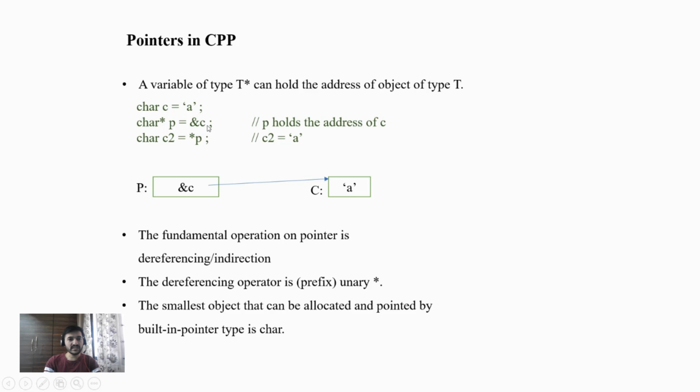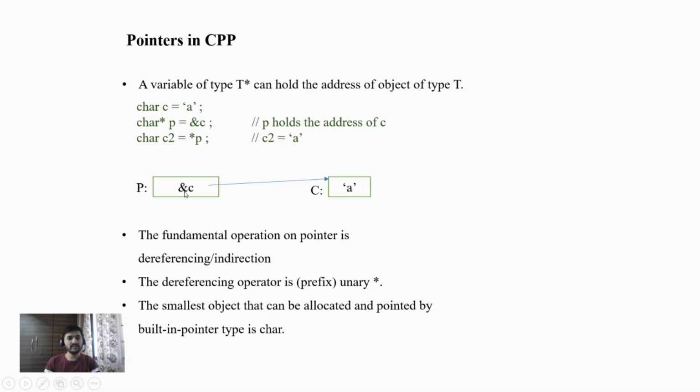Now both c and p refer to the same value a. It's just that c holds the value, but p holds the address of c. So indirectly, p also refers to the value a only. In the diagram, you can see that somewhere in the system memory, c is declared and c holds the value a. Now somewhere in the memory, p is also defined, but p holds ampersand c. That is, p holds the address of the memory location where c is stored. So c holds the value, but p holds the address of c.